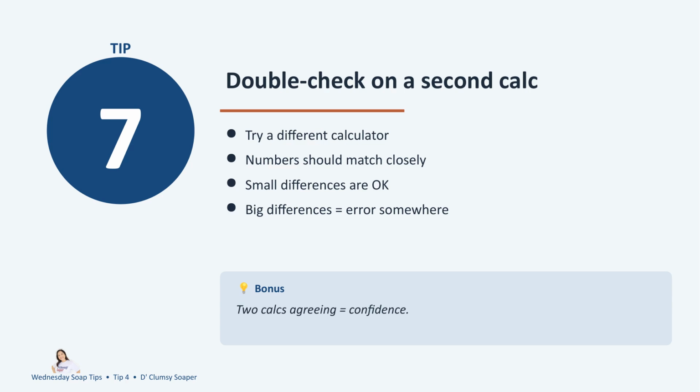Small differences between calculators are completely normal because they may use slightly different saponification value databases. We are talking maybe a gram or 2, nothing alarming. But if you see a big gap between the 2 results, that is your signal that something went wrong somewhere in your inputs. Stop, backtrack, and find the error before you ever touch your lye. 2 calculators agreeing means you can move forward with genuine confidence.